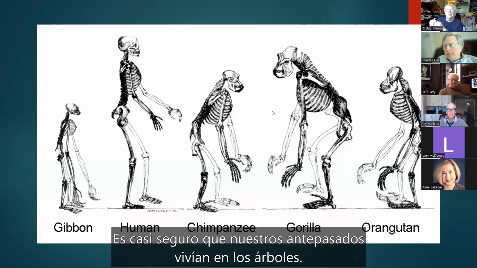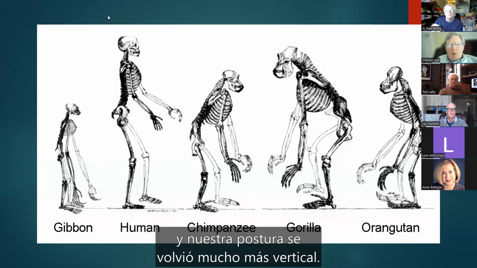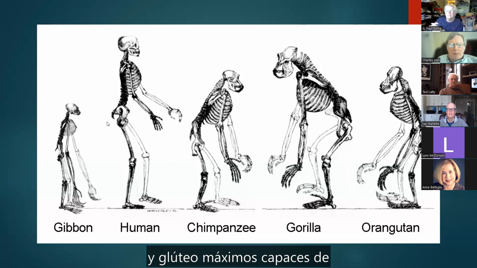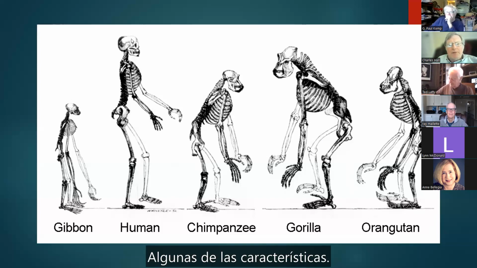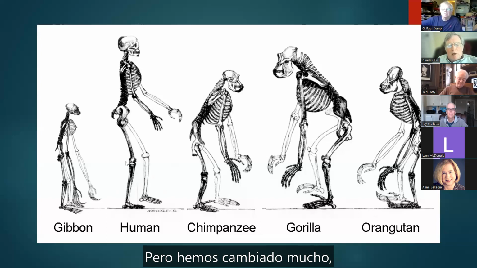Our ancestors almost certainly lived in trees. And when East Africa dried up, it appears that they came down and began to walk, and our posture became much more vertical. We got much larger bums, or gluteus maximus, to hold our posture up. And in other ways, we have kept some of the features of our ancestors, but we've changed a lot too.